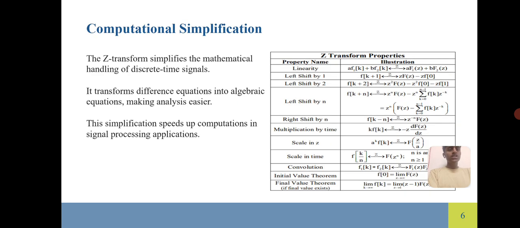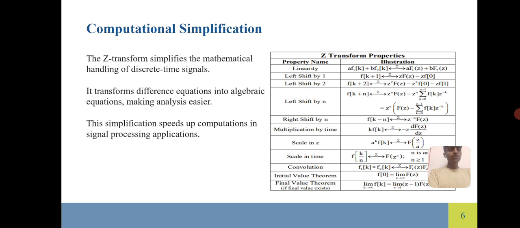So next is computational simplification. The Z transform simplifies the mathematical handling of discrete time signals. It transforms difference equations into algebraic equations, making analysis easier. This simplification speeds up computation in signal processing applications.